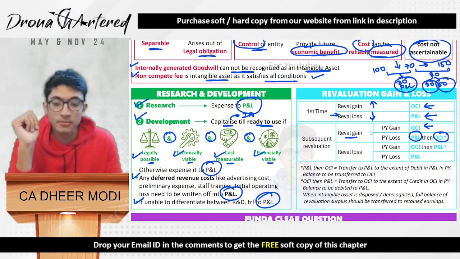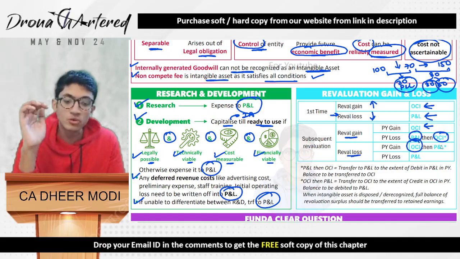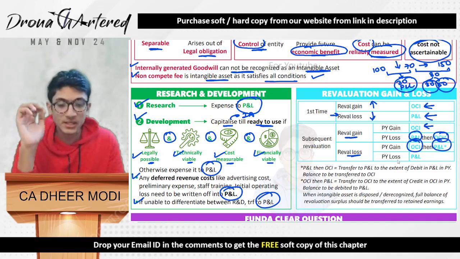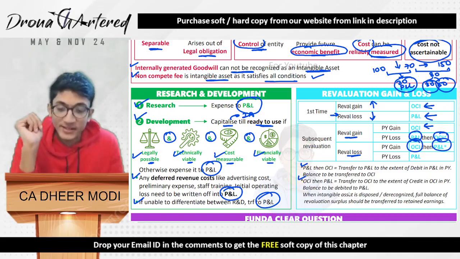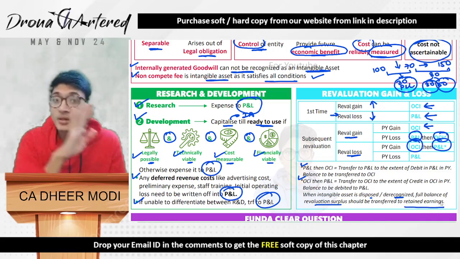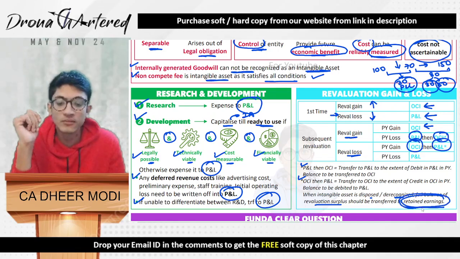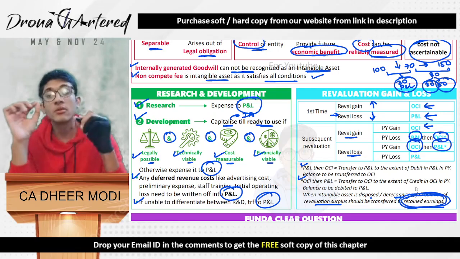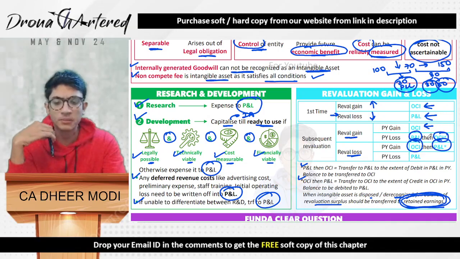So this is the same for reval loss. First you do it from OCI, then the balance to PNL. This is the same thing that I've explained over here. When an intangible asset is disposed or derecognized, the full balance of the revaluation surplus should be transferred to retained earnings. Because if you sold the asset, now there is nothing with regards to revaluation. The asset does not exist anymore, so you will have to transfer it to retained earnings the moment you sell or dispose of the intangible asset. Very similar to what we did in PPE.